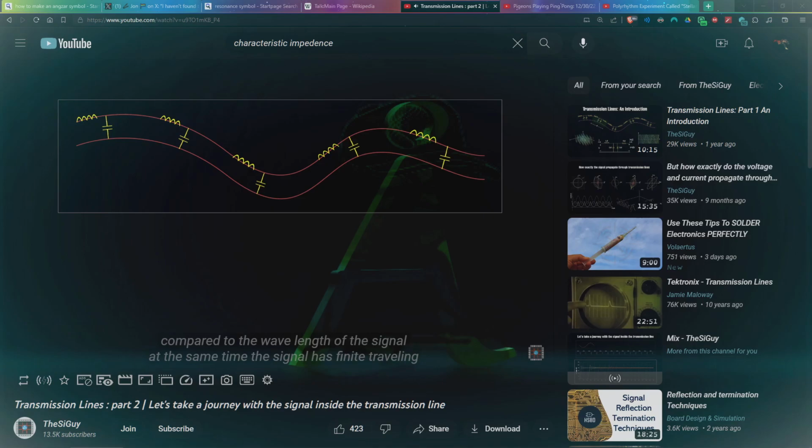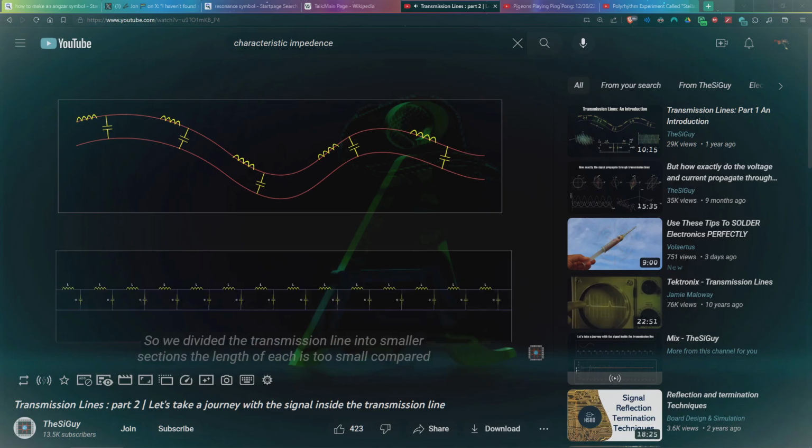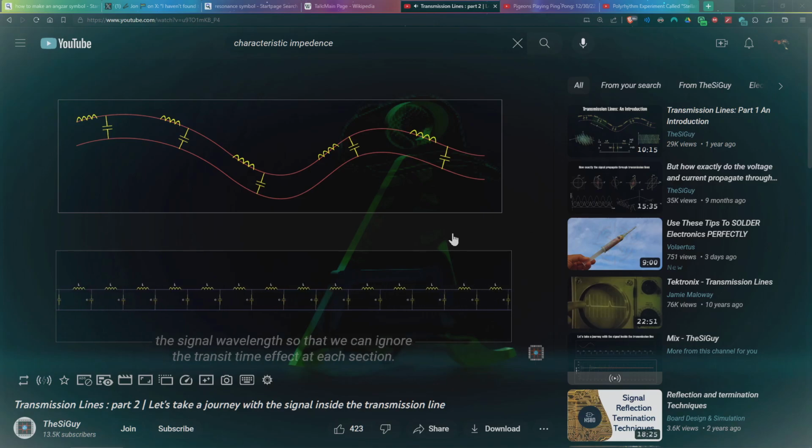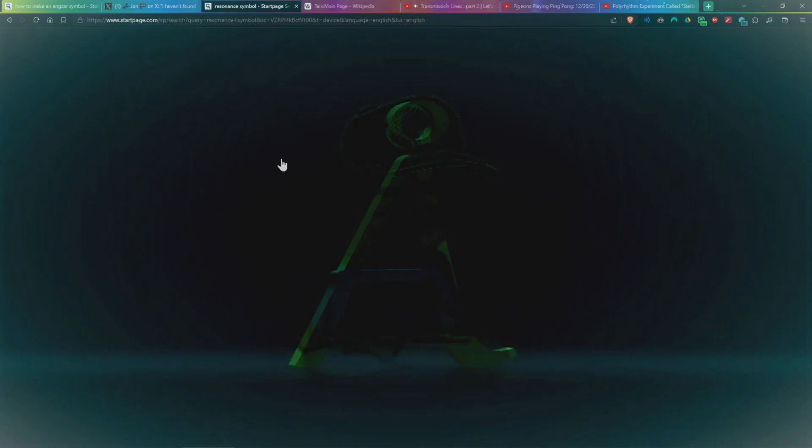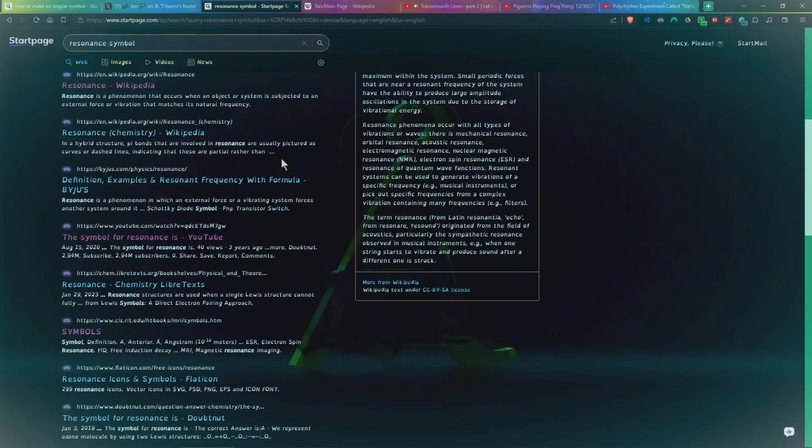compared to the wavelength of the signal. At the same time, the signal has finite traveling speed, so we can't ignore the time delay, and hence the voltage difference between any 2 points on the line. So we divided the transmission line into smaller sections. The length of each is too small compared to the signal wavelength, so that we can ignore the transit time effect at each section. Hence, each section is a series inductor and shunt capacitor.